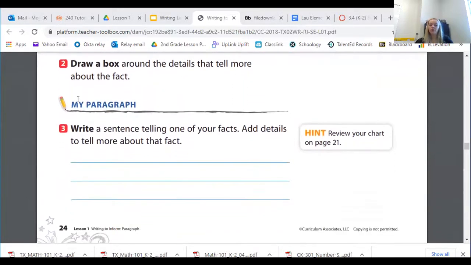So we're now at part 3 where it says my paragraph. Write a sentence telling one of your facts. Add details to tell more about that fact. Hint, review your chart on page 21. So if you remember a couple days ago, we made this chart, our organization chart, where we added details about facts. Okay, so now we just want to use that chart to make a sentence. And again, feel free to pause your video while you go back in your book and find your organizer and your facts and what details you'd like to write about, and write your sentence.